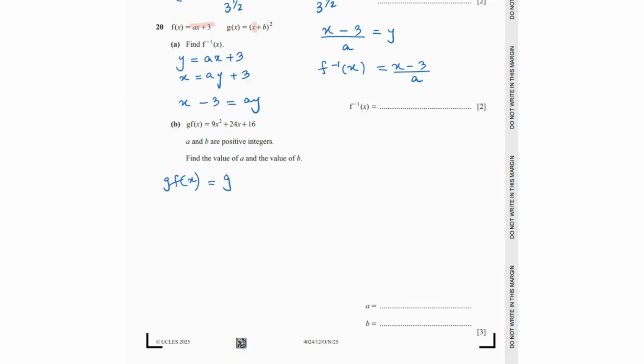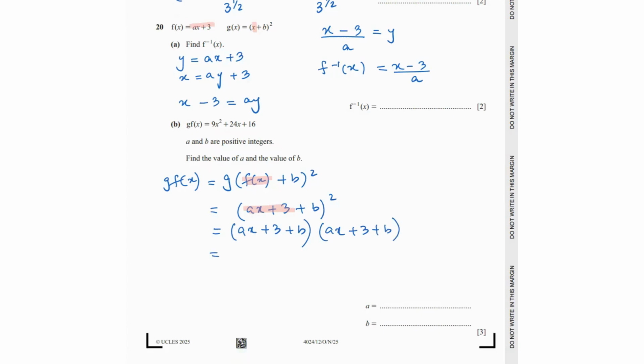It's going to be g of f of x plus b whole square. Wherever there is x, we're going to write f of x. So that's g of ax plus 3 plus b whole square. We replaced the x with f of x. Let me remove the g over here. So that's going to be ax plus 3 plus b times ax plus 3 plus b.